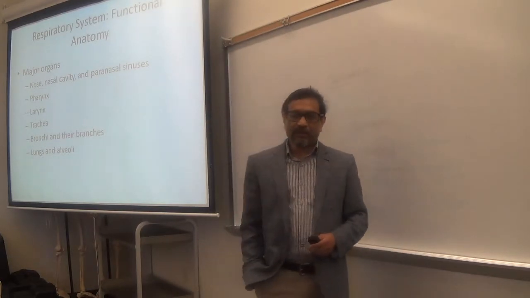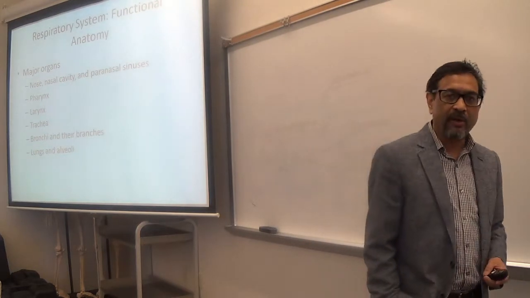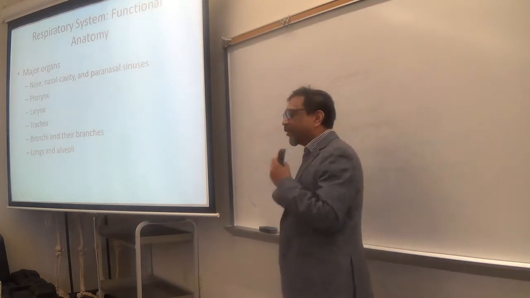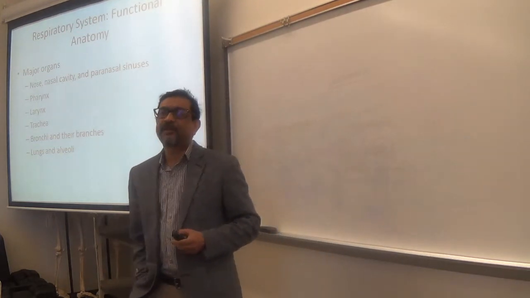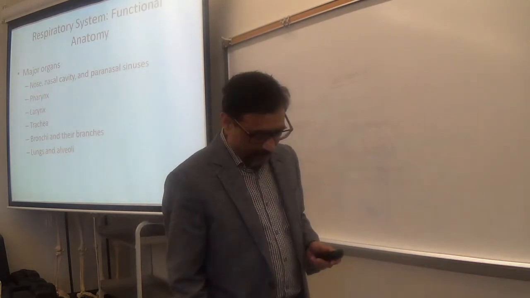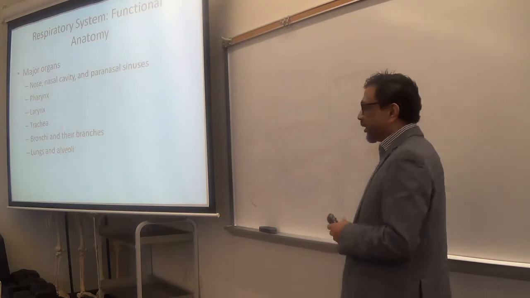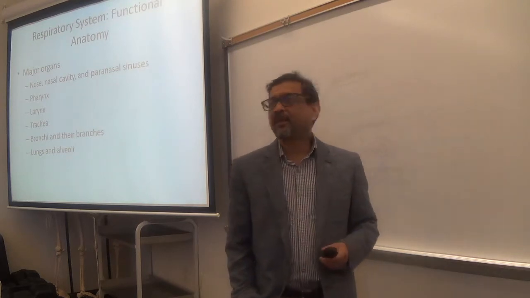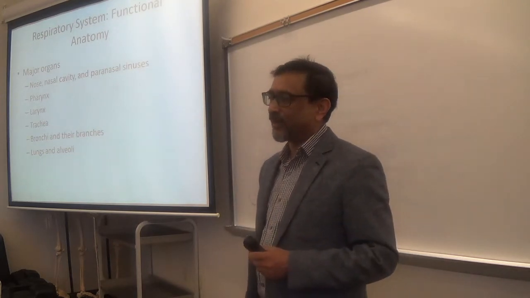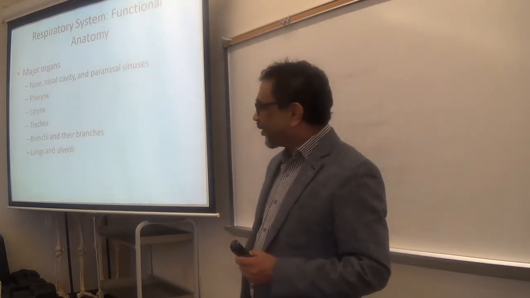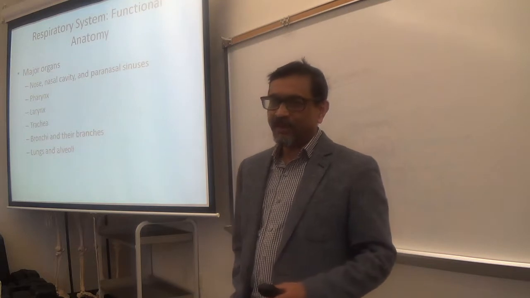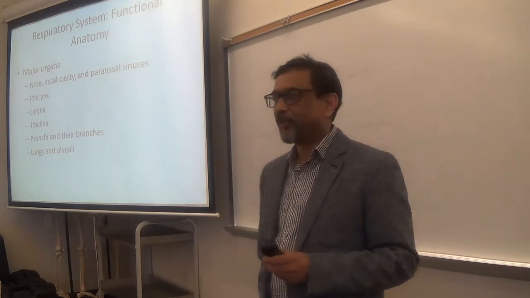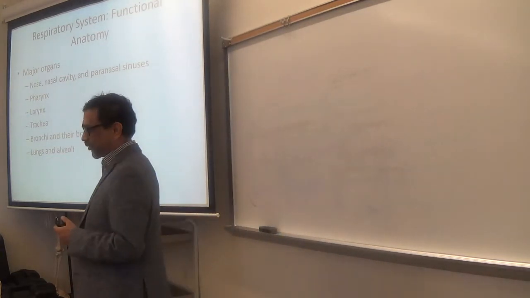Then below the pharynx, the next part is called the larynx. Larynx is mainly cartilaginous. And then you have the trachea. Trachea is mainly cartilaginous as well as muscular. So both. So you see, pharynx is muscular. Larynx is mainly cartilaginous. Trachea is both. It has both cartilages and muscle.